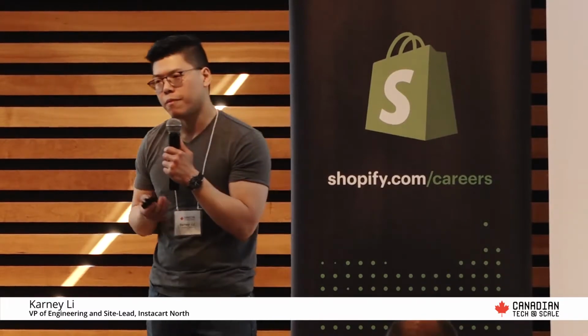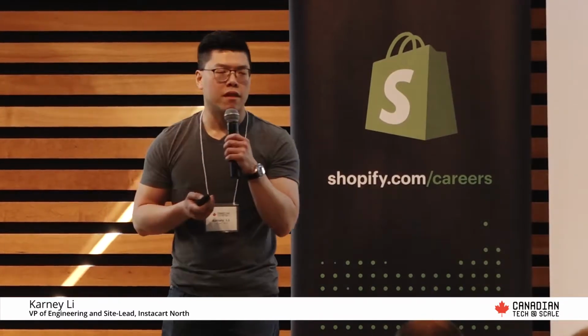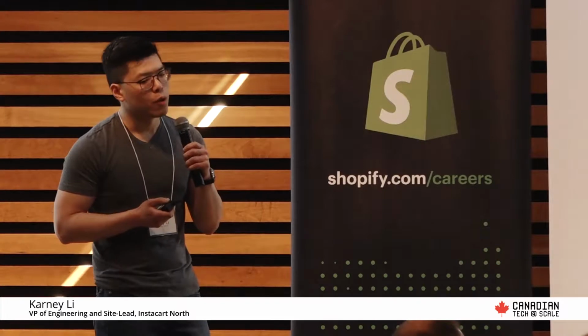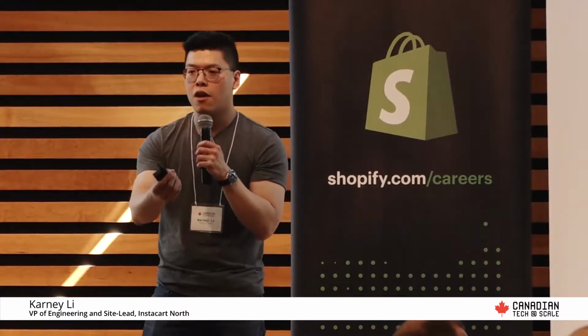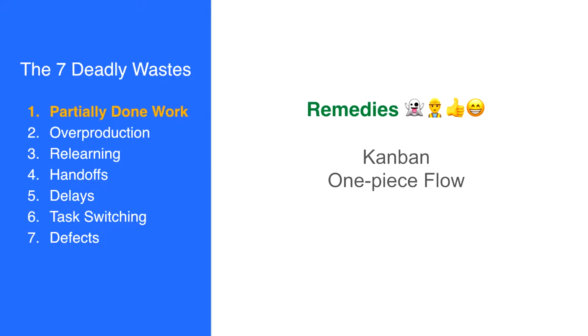So how do you fix this, right? In Lean software development, we have this idea of Kanban. Kanban is a one-piece pull type of process where you try to finish what you're doing before starting new pieces of work. So you're not optimizing for velocity, you're optimizing for product out the door.